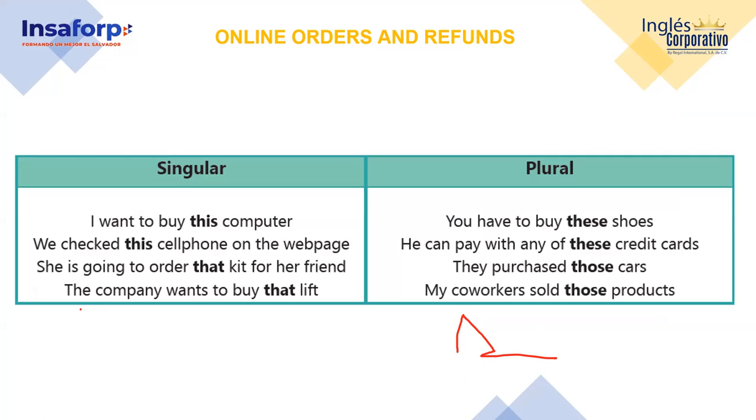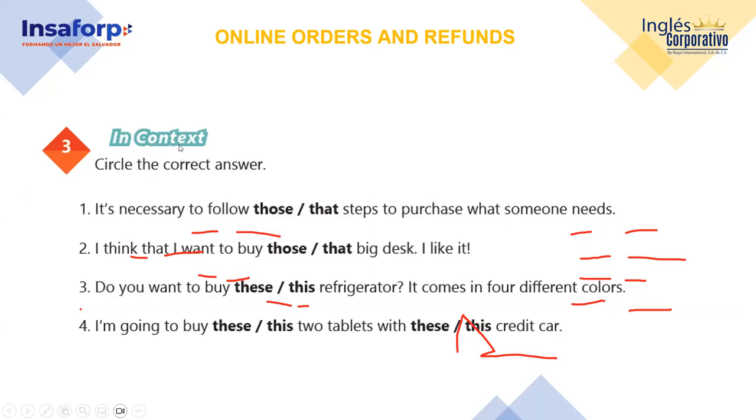These are the examples that we have in your book. This is what we have in our book, Unit 2. And this is the grammar point that we have already checked. This computer, this cell phone, that cat, that lift, these shoes, these credit cards, those cards, and those products. Okay? Questions? Okay. Let us practice before going further.